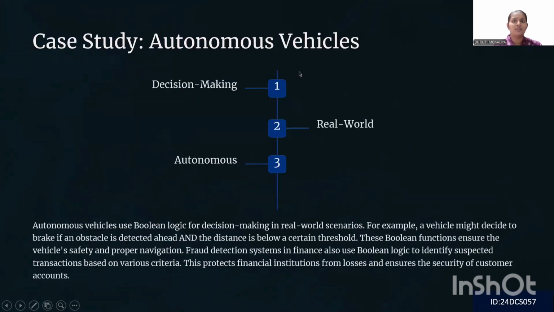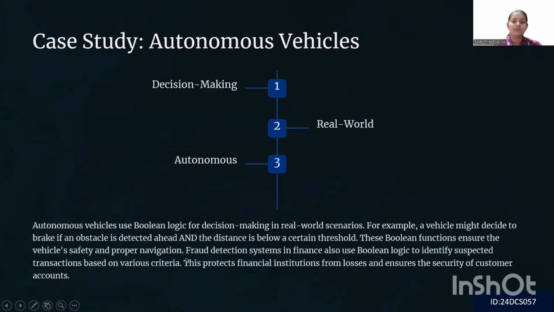Case study on autonomous vehicles. First is decision making, second is the real world, and third is autonomous. Autonomous vehicles use Boolean logic for decision making in real-world scenarios. For example, a vehicle might decide to brake if an obstacle is detected ahead and the distance is below a certain threshold. The Boolean function ensures the vehicle's safety and proper navigation.